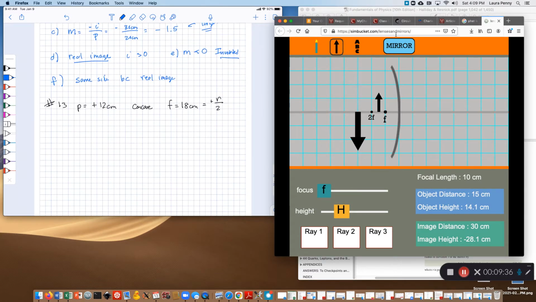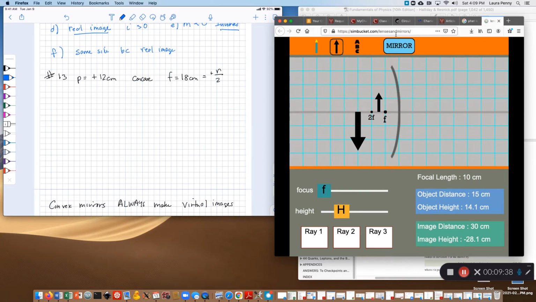Let's do one more of these. So number 13, I'm not going to go back up and look at what they're saying. We'll just go with the numbers that I've already written down here. They tell me that the object distance is 12 centimeters. They tell me, again, I have a concave mirror, but now my focal length is 18. So again, R is just going to be twice that or 36 centimeters.